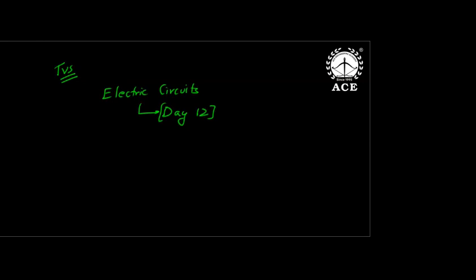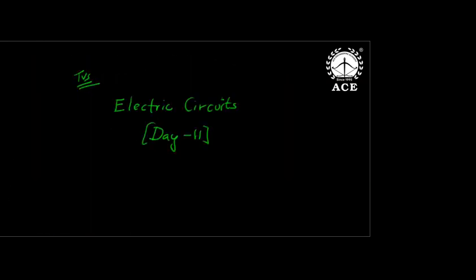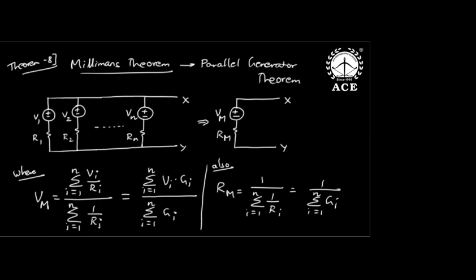Okay, just a quick two-minute review of what we did yesterday. Yesterday we closed DC steady state completely. Actually, we were doing Millman's theorem, which is called the parallel generator theorem, applicable only to networks in parallel generator form, like practical parallel DC generators with voltage sources in series. We can convert them into a single branch consisting of a voltage in series with a resistance.